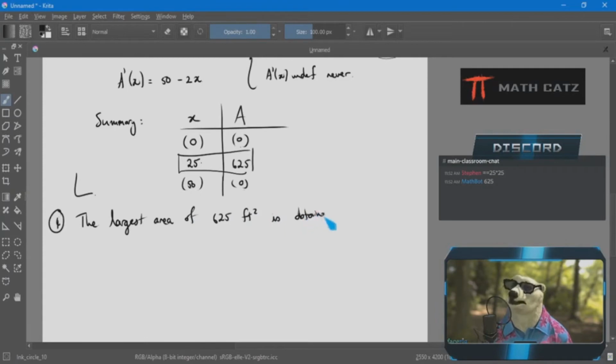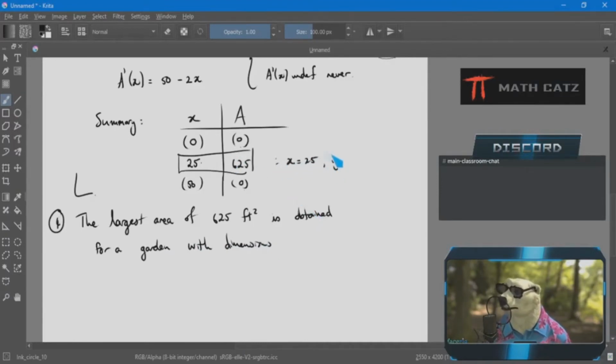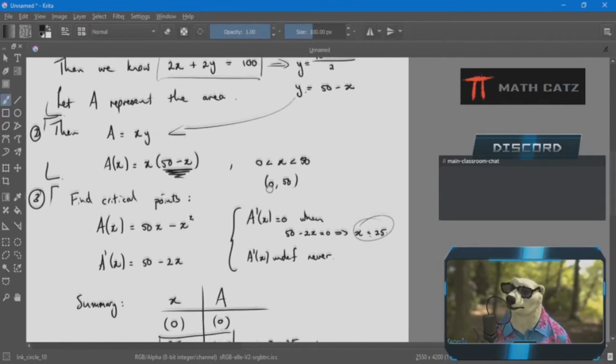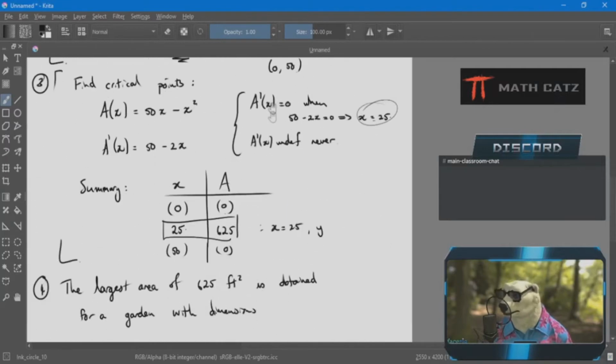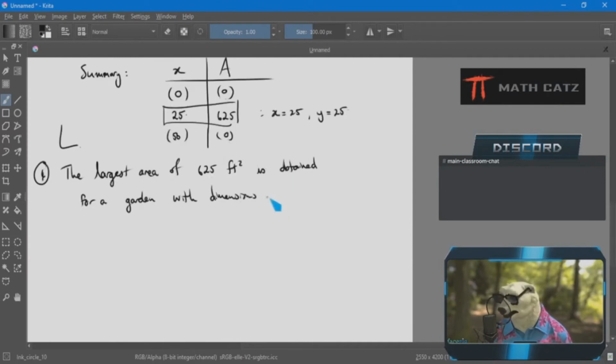is obtained for a garden with dimensions, well, I have x. I kind of need to know y as well, right? For that, I can go up here and see, oh, 50 minus x is what y is equivalent to. When x is 25, y is going to be 25 as well. So it's going to be a 25 by 25 square. That is going to give me the maximum area.